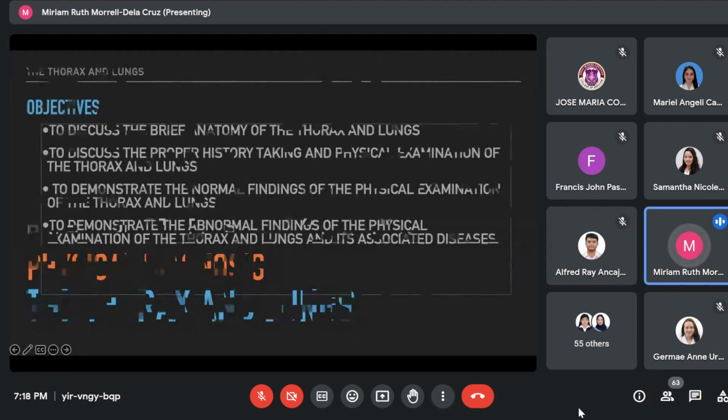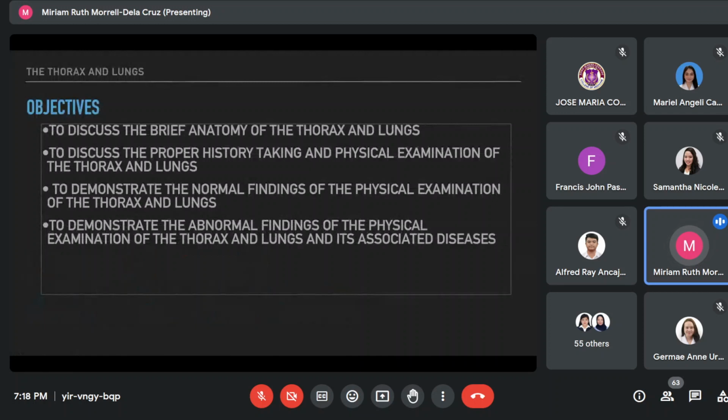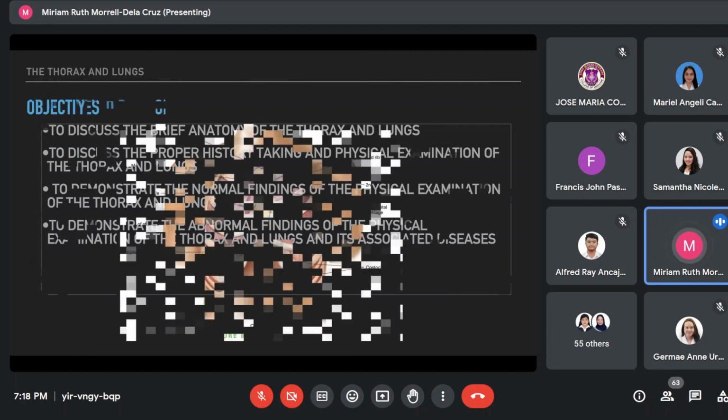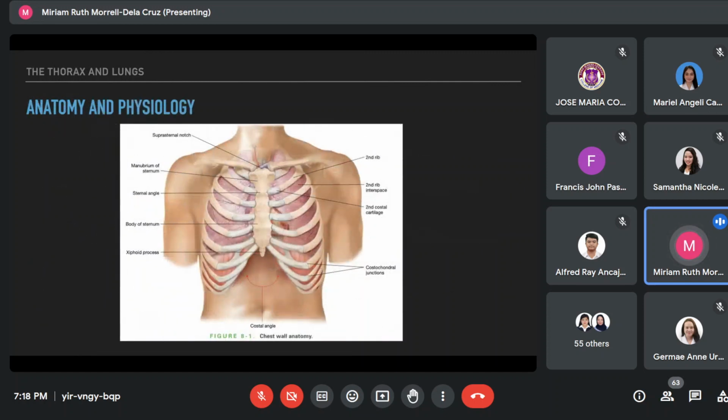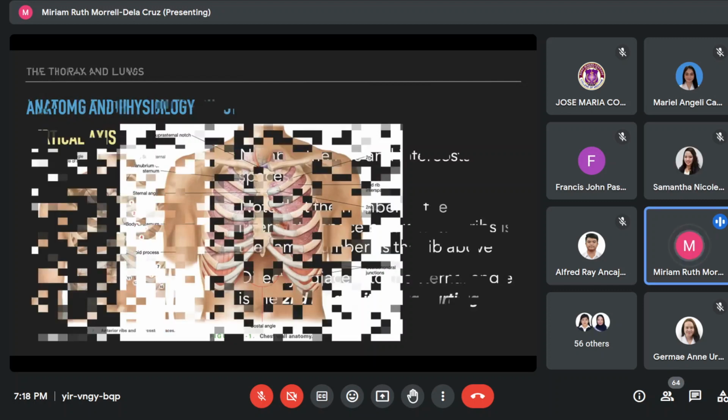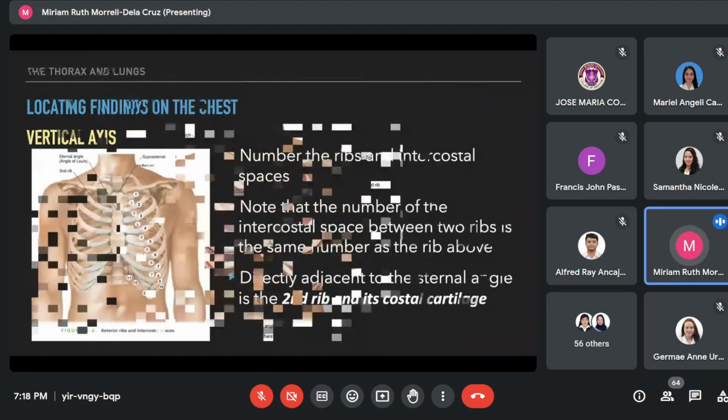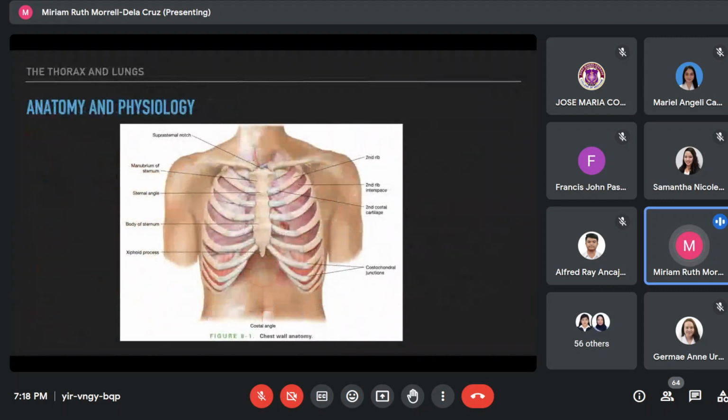So, for the thorax and lungs, the following are the objectives. Of course, I want you to know the anatomy of the thorax and lungs, proper history and physical examination, normal findings on physical examination, and the abnormal findings and the diseases that it is composed of or naturally leading to. So, for the anatomy and physiology, it's always important to go back to the anatomy of the area of the body that you are about to discuss.